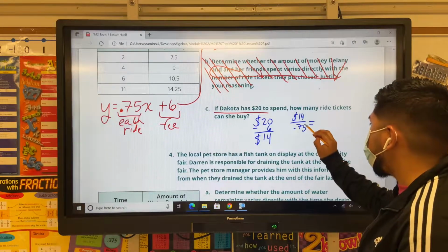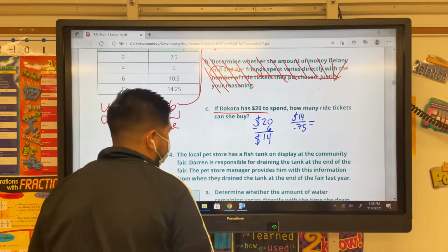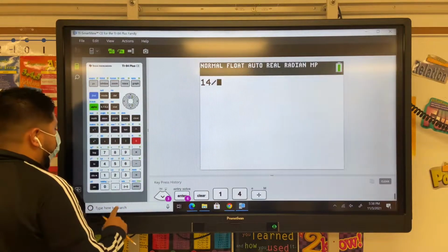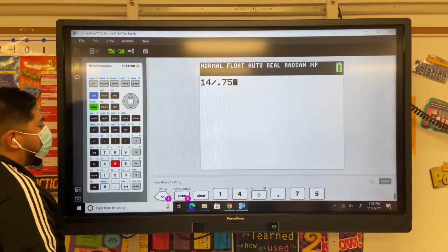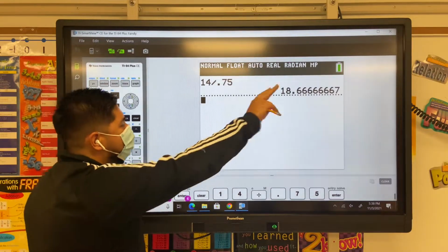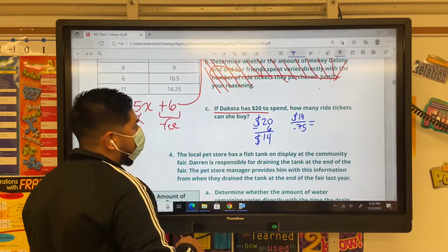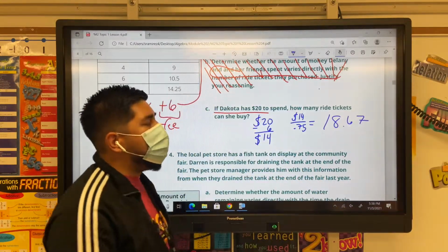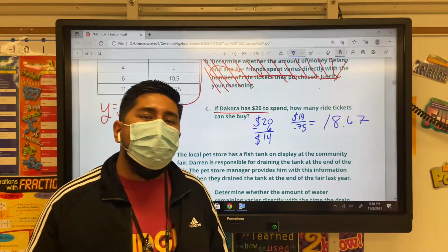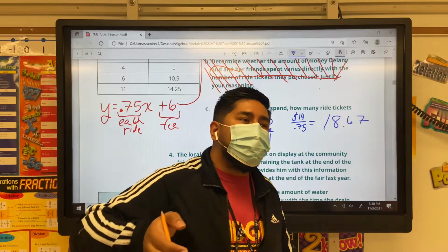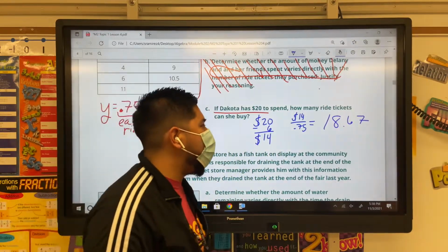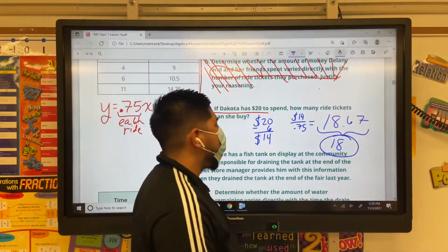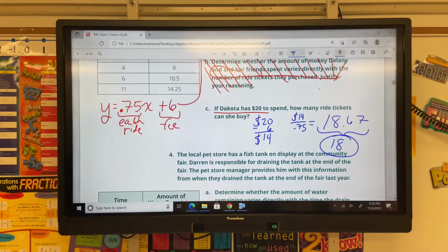Let's check what that gives me. $14 divided by 75 cents, 0.75, 18.67. Now I can definitely go into detail that of course we cannot buy 18.6 parts of a ride. We can only buy 18 rides. Very good problem, very good. Okay.